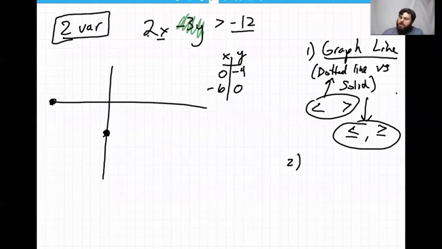Now remember, I'm graphing the line, so I'm pretending it's an equal for just a moment, but I go back and really I'm looking at a greater than, which means I'm going to have a dotted line. I'm not actually allowed to equal that line. It has to be greater than that.